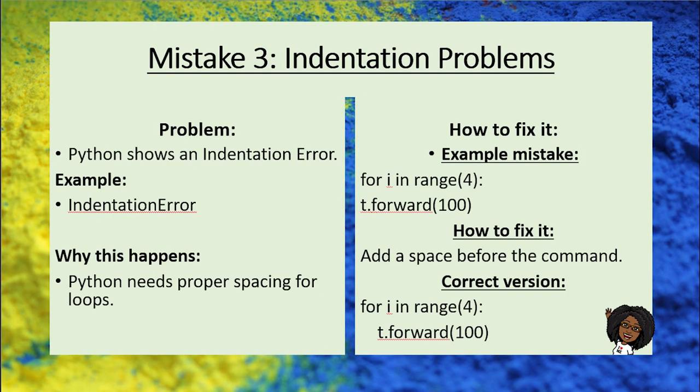Mistake number 3. Indentation problems. Problem: Python shows an indentation error. Here's a sample error. Why does this happen? Python needs proper spacing for loops. Here's how to fix it. In this example mistake, t.forward(100) has to be indented in order for it to be inside of the loop. To fix it, you have to add a space before the command. Below you can see the correct version.